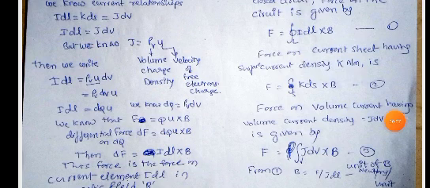Okay, so if we observe the first equation, we can write B equal to F by I dl. F unit is newtons, right? So newton for 1 unit current length, 1 unit current element. So what we observe is that the unit of the magnetic flux density is newtons per unit current element.